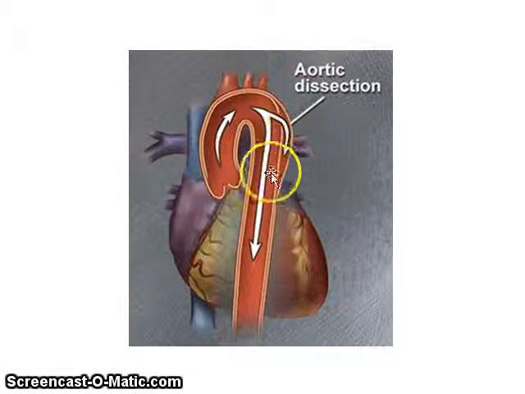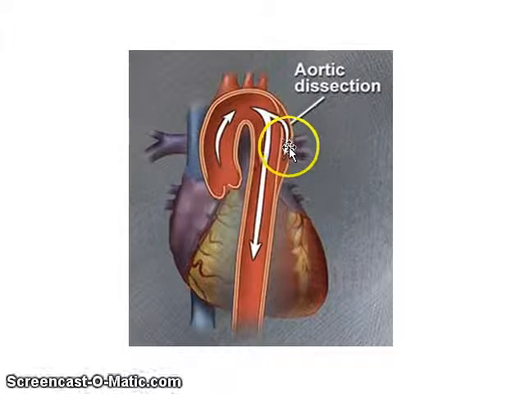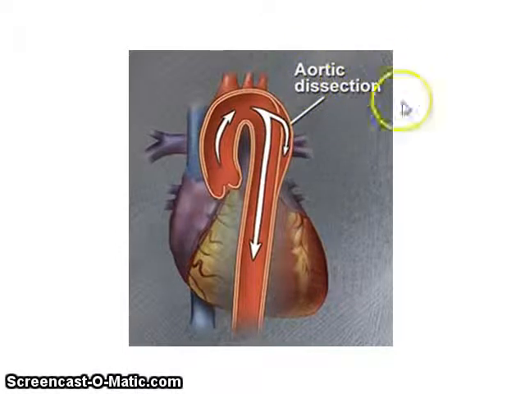And so that's where we get what's called a true lumen, which is lined with the intima. And then you have the false lumen, which is where blood can run into this, it makes its own cavity, it makes its own pathway. And that can happen if the blood vessel dissects, as it's showing you here.